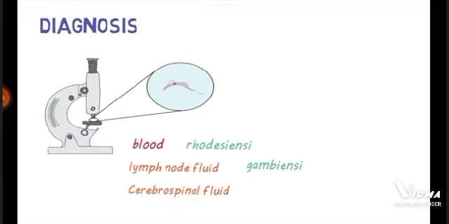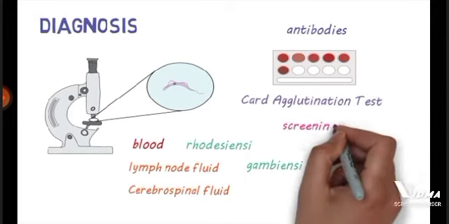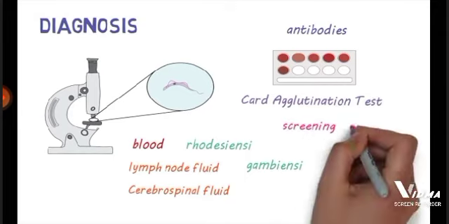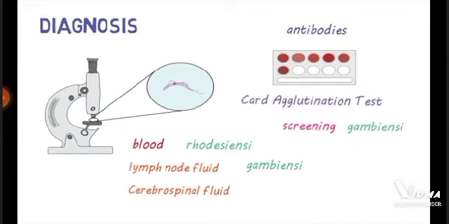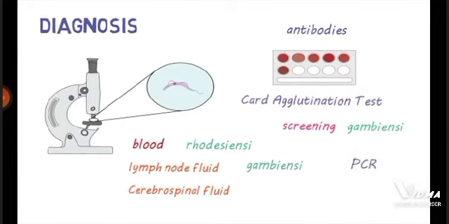Blood tests that look for antibodies against the parasite can sometimes be used. There is a test called a card agglutination test that is used for screening for people with infections. This test only works for people with Gambiense infections. PCR tests that look for the genetic fingerprint of the parasite can also be used.